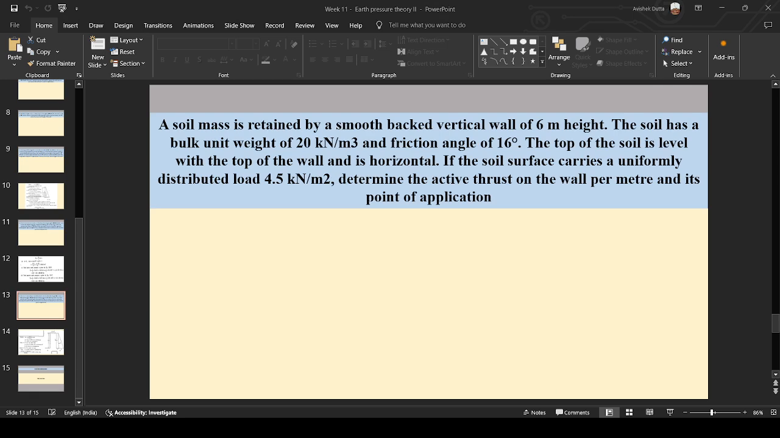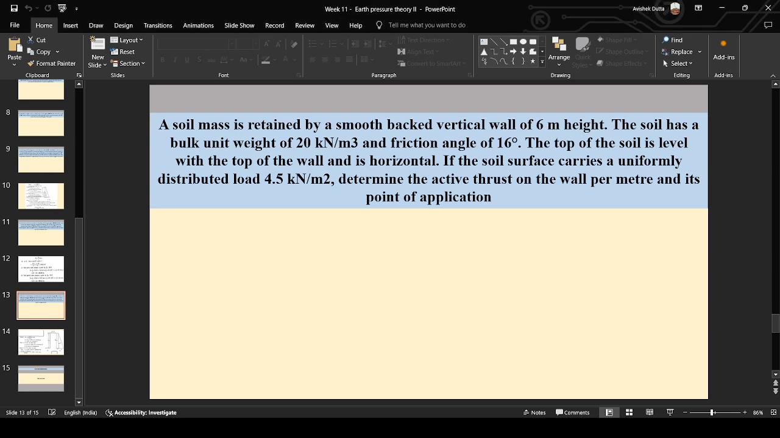A soil mass is retained by a smooth backed vertical wall of 6 meter height. The soil has a bulk unit weight of 20 kilonewton per meter cube and friction angle of 16 degree. The top of the soil is level with the top of the wall and is horizontal. If the soil surface carries a uniformly distributed load of 4.5 kilonewton per meter square, determine the active thrust on the wall per meter and its point of application.